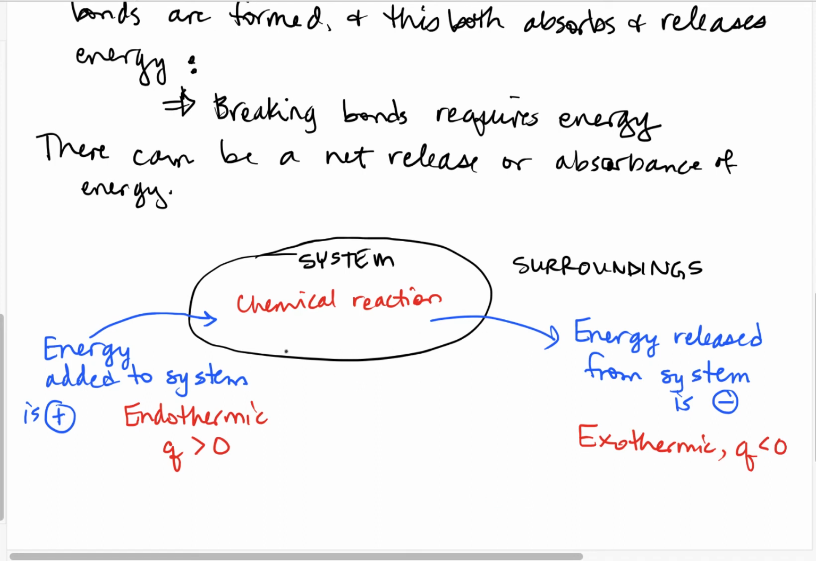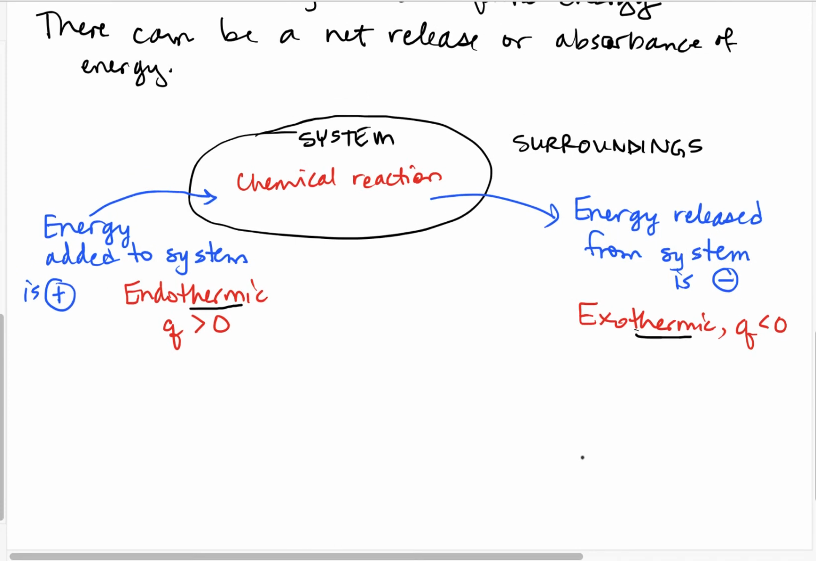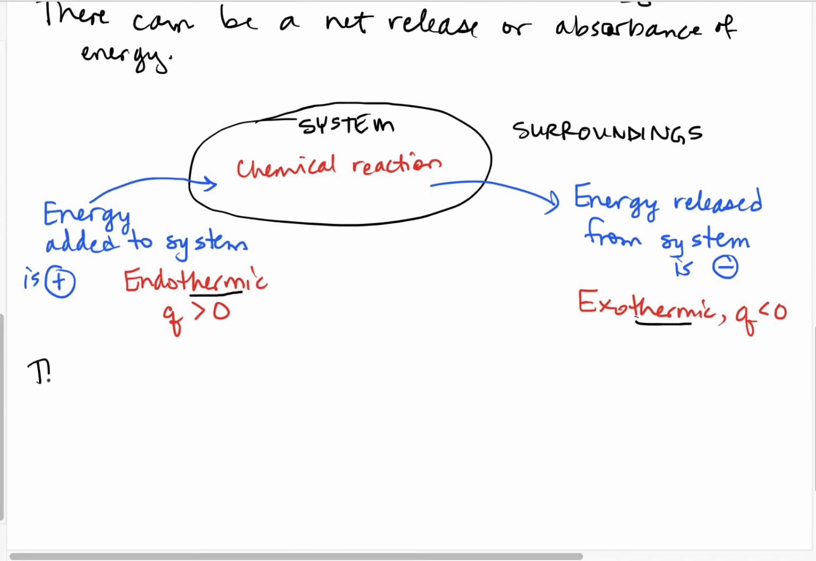So notice these names, therm here, this sounds a little bit like thermometer or thermostat, and this relates to the kind of energy that we are looking at. These energies are heat flow. They are a release of heat energy or an absorbance of heat energy. And that's what we use when we're talking about Q. Q is equal to heat flow.